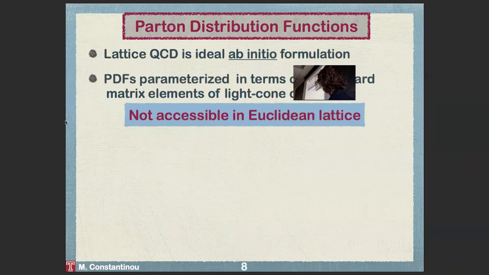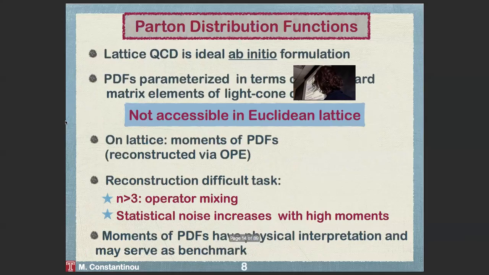So the PDFs are parameterized in terms of non-local forward matrix elements. Their light-cone nature does not allow their direct study on a Euclidean lattice. And historically, we have been studying PDFs through their moments on the lattice, and then one can reconstruct them in principle using an operator product expansion, which is a difficult task because once you go to higher moments, you have two different problems. One is that you have an unavoidable operator mixing, so it means you have to renormalize in a certain way, and this makes the extraction of the signal challenging.